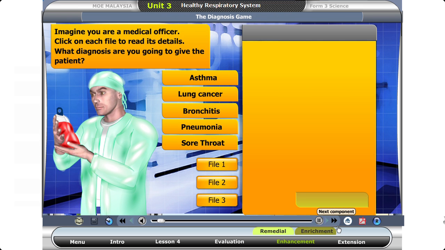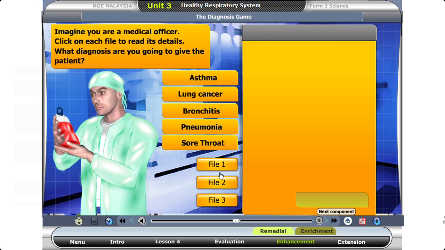Imagine that you are a medical officer. Your current tasks are to diagnose and advise the public about the importance of a healthy respiratory system. You are given the files of 3 people whom you are asked to diagnose. Click on each file to read the details in it.